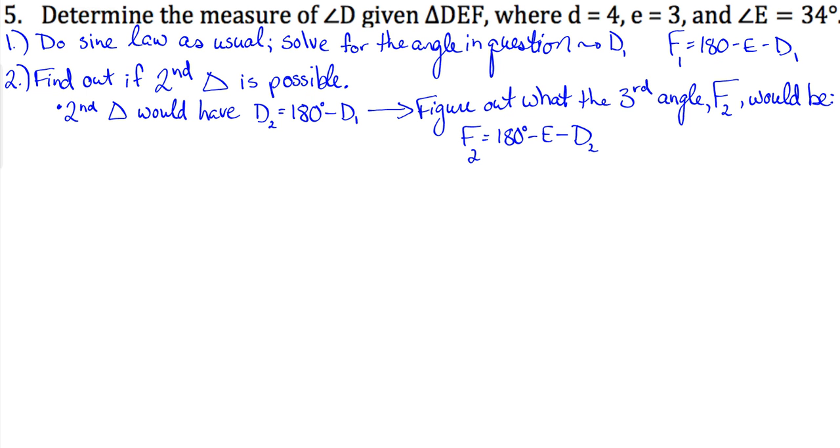Pause the video and give this a try for yourself. Remember, the first part is the same as what we've been doing. The second part is really, really simple arithmetic. All you're doing is subtracting numbers from 180. You just got to know what those numbers mean when you see them. A lot of people will set up their triangles just like this, so I'm going to do this example this way as well.